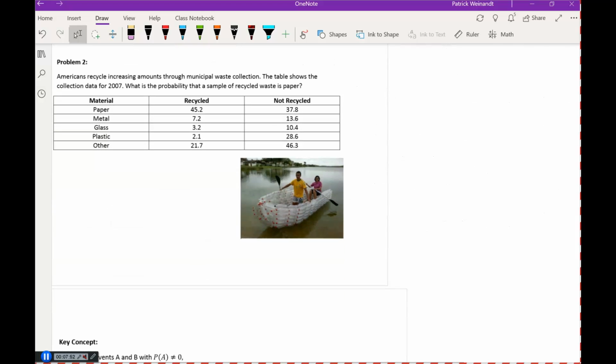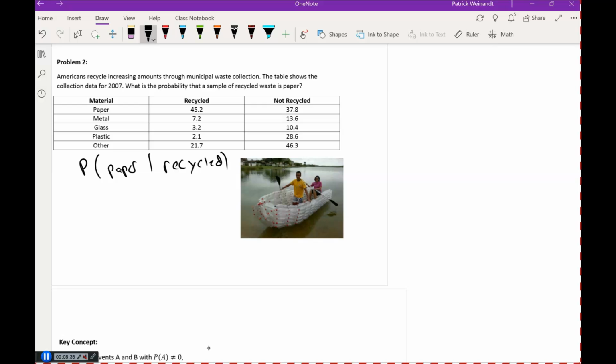All right, problem 2. Americans recycle increasing amounts through municipal waste collection. The table shows the collection data for 2007. What is the probability that a sample of recycled waste is paper? You have to think about what they're asking here. We're given that it's recycled waste, and we want to find the probability of paper. So we're asking, what is the probability of something being paper given that it's recycled?